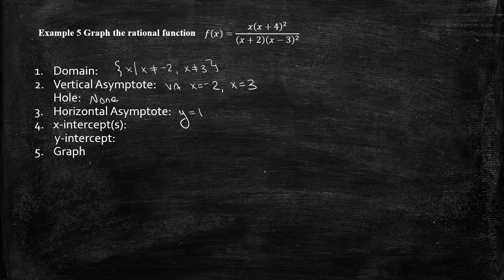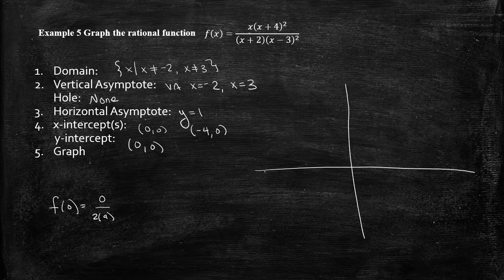X-intercepts, so the fraction will be 0 when the numerator is 0. So our x-intercepts are (0, 0) and also (-4, 0). Y-intercept, let's plug in a 0 for x. Oh, and we'll have a 0 in the numerator, and then some other number, so 2 times 9 in the denominator. Right, so (0, 0) is our y-intercept. It was one of the x-intercepts, so it had to be the y-intercept as well.